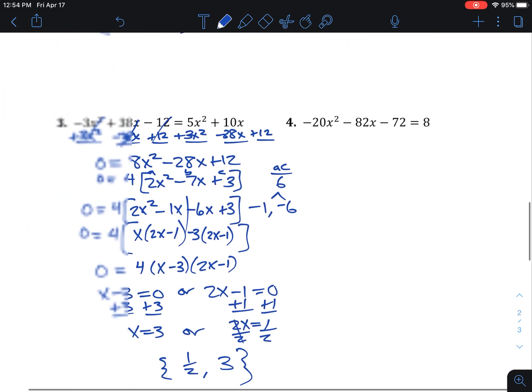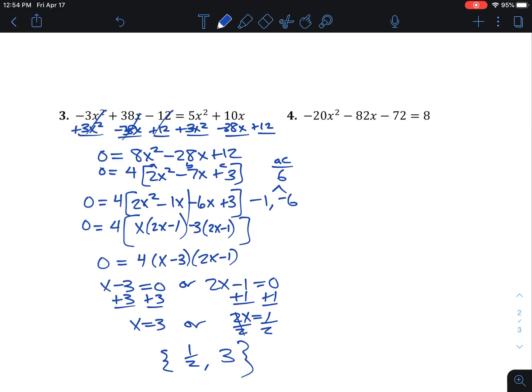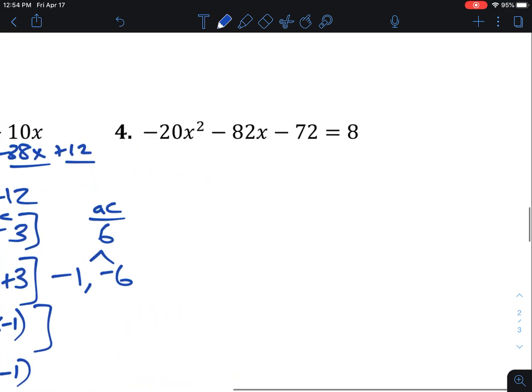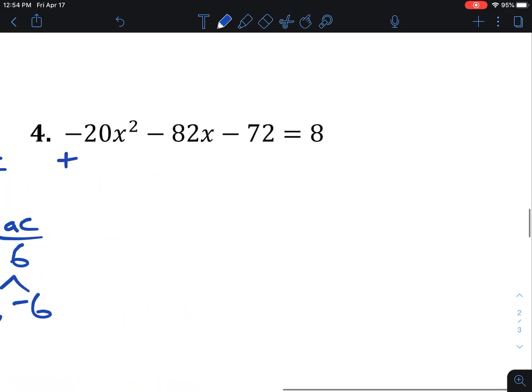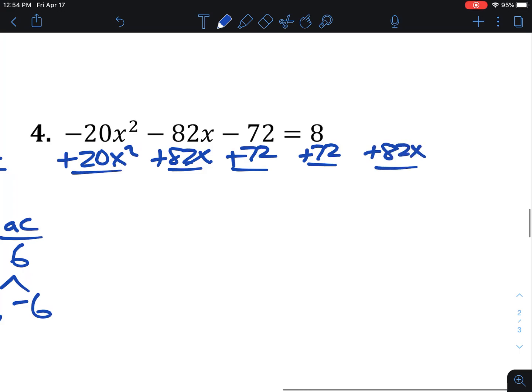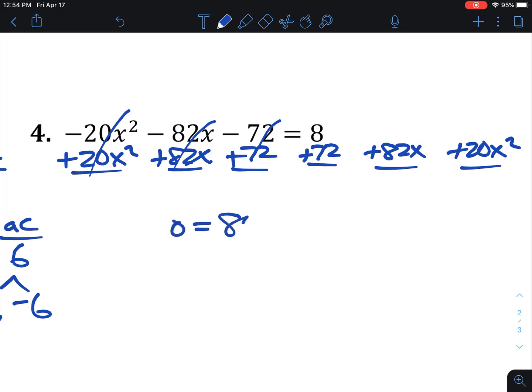Okay, one more example here, number 4. So again, we've got negative x squareds, which is not great. Let's move everything over. So plus 20x squared, plus 82x, plus 72. Can do the same thing on both sides. Gone, gone, gone. So 0 equals 80 plus 82x plus 20x squared.